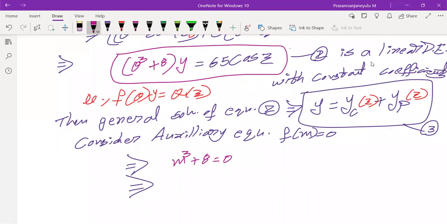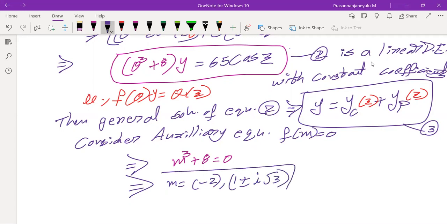Now using this m cube plus 8 is equals to 0, find the roots here. So m cube coefficient is 1 and m square coefficient is 0, m coefficient is 0 and the constant term is 8. If we find these roots, m is equals to minus 2 comma 1 plus or minus i into root 3. Is it clear? These are the roots.